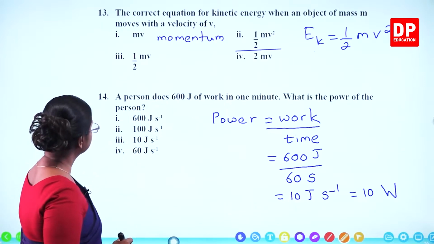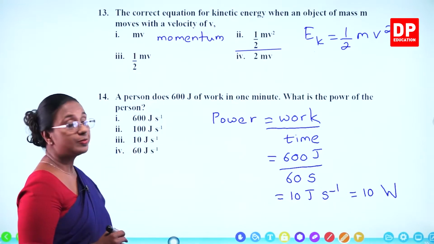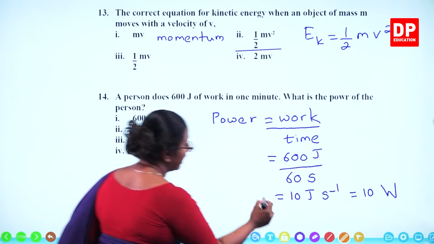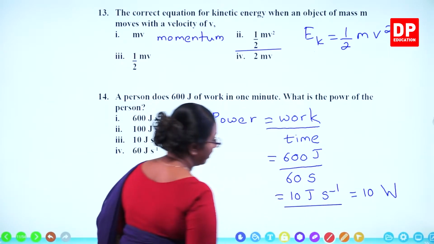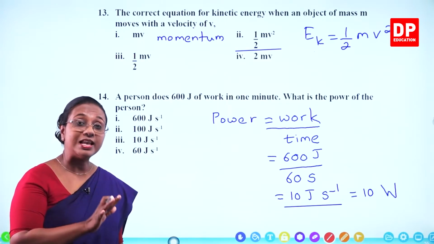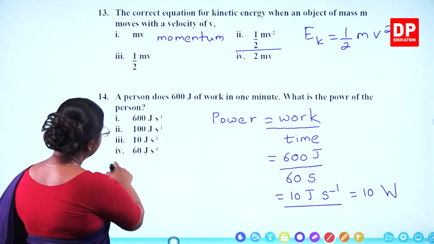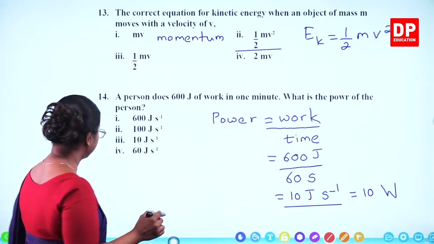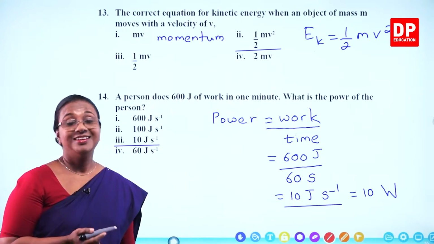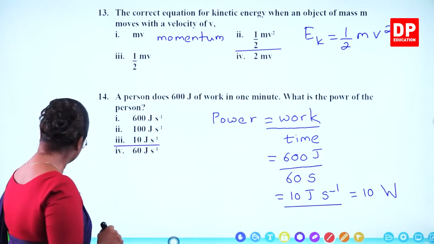So if we look at the answers, 600 joules per second, no, the value is incorrect. 100 joules per second, that is also incorrect. 10 joules per second, that is correct. So here they have used this particular unit, joules per second. You have to remember, you should know the standard unit as well as other units as well. So here joules per second is power. Then 60 joules per second, that is also not correct. So 10 joules per second is the correct answer. I am sure you all can understand that, students. So then I'll move on to the next slide.